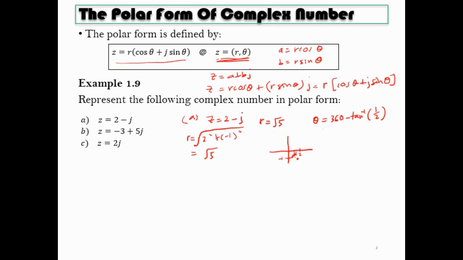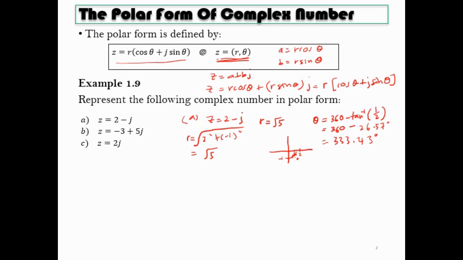So it's equal to 360 minus 26.57 degrees. Remember, we always ignore the negative sign because it's just a direction. The answer is 333.43 degrees. So we have R, we have theta.